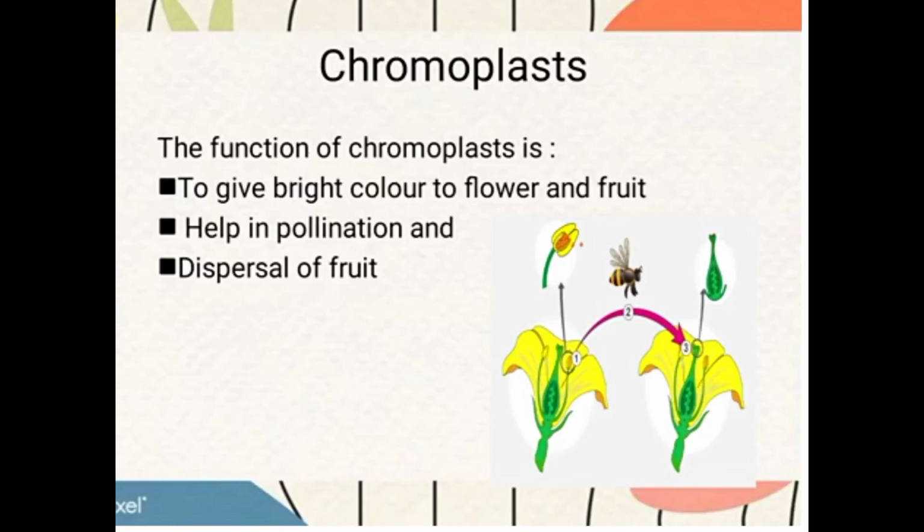Chromoplasts give bright color to the flower and fruit, so they help in pollination. These also help in the dispersal of fruit.